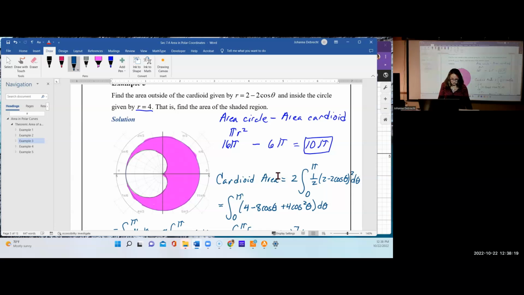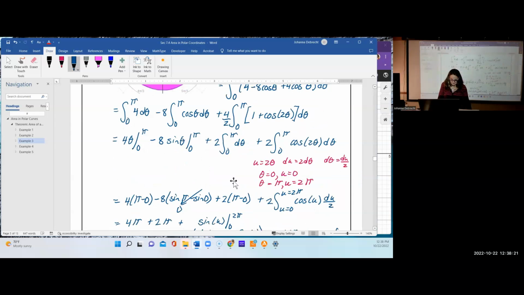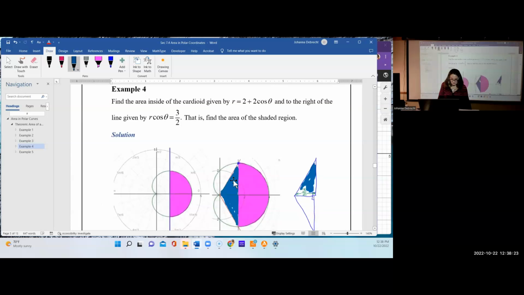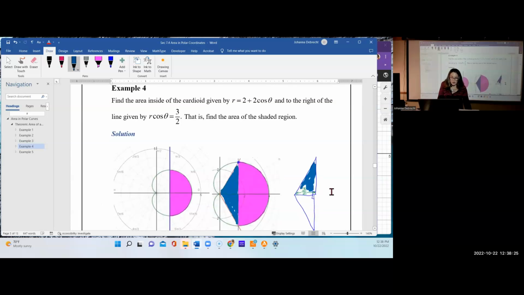All right, let's take a look at example number 4. We have 2 more examples to do. This one is probably the most difficult one out of the entire set. So this one is quite difficult. And I've gone ahead and drawn some pictures here to help us parse out how to figure out this area.